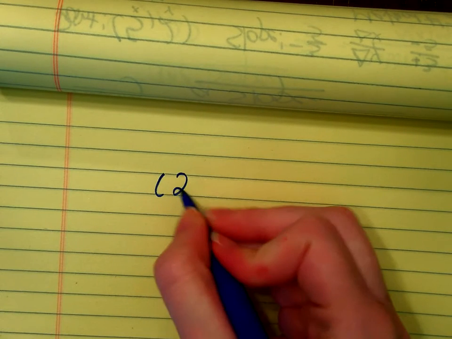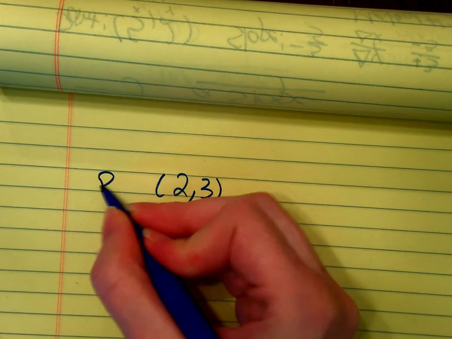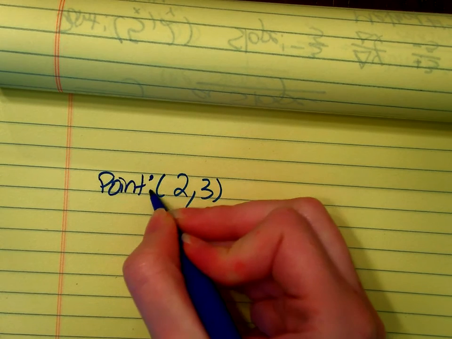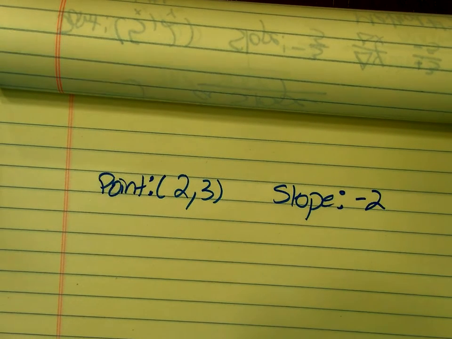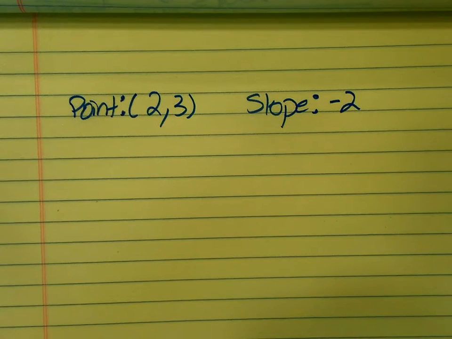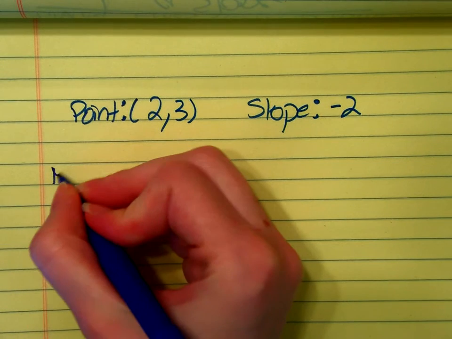For this one, I want you to write the problem down, pause the video, and then we'll go over it together. Your point is (2, 3). And your slope is negative 2. Go ahead and pause your video, and I want you to try to write this equation. Alright, welcome back. I'm going to show you both methods.